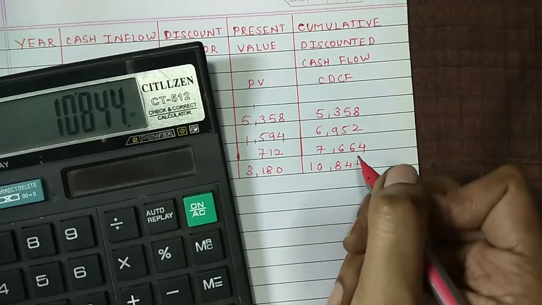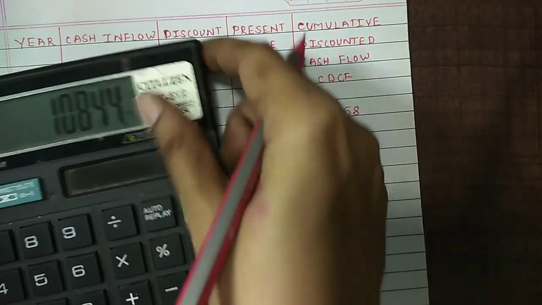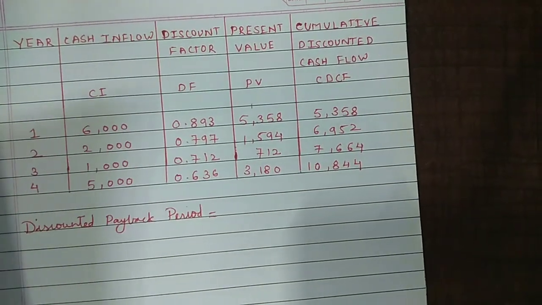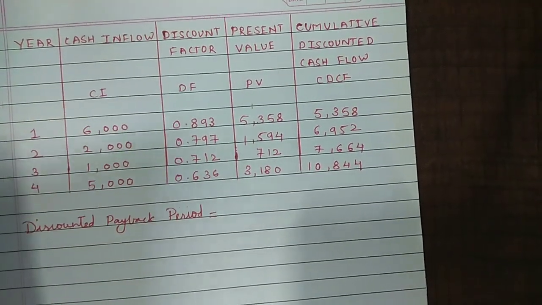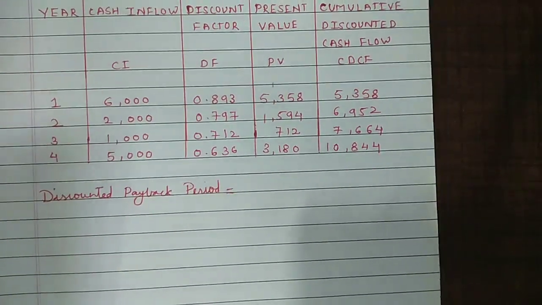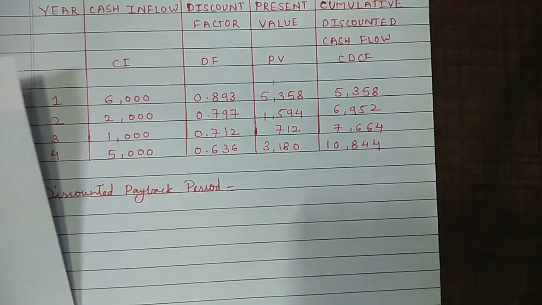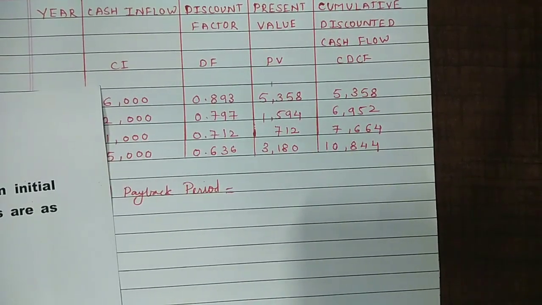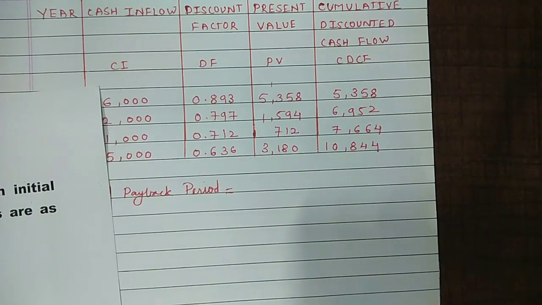10,844. Now we have to calculate a payback period. So already we are aware of how to calculate the payback period. If you are not comfortable with that calculation, I have given the link in the description box. Please check out the previous lecture where we have studied how to calculate the payback period with the help of the uneven cash flow.